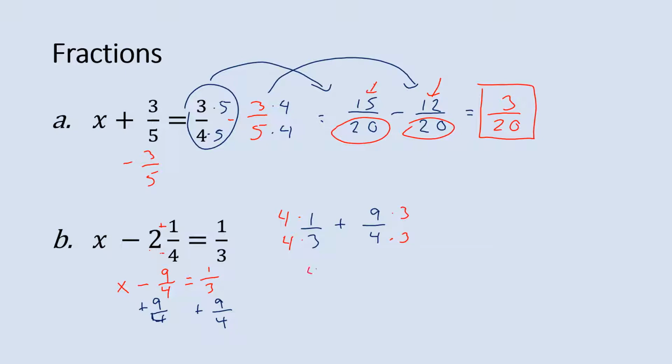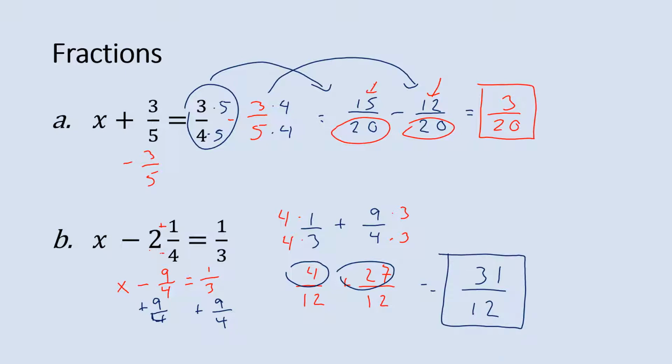This is going to turn into 4/12 plus 27/12. And at this point, since the denominators are the same, we're just going to add these two numerators. And we get 31 over 12. Okay, we want to leave our answers as improper fractions. We wouldn't switch that to a mixed number and say 12 goes into 31 twice with 7 left over. Okay, leave it as 31 over 12.